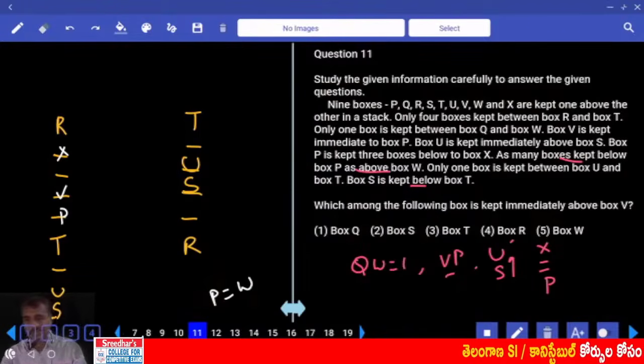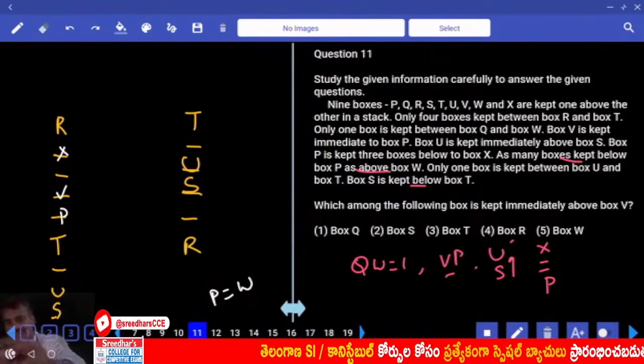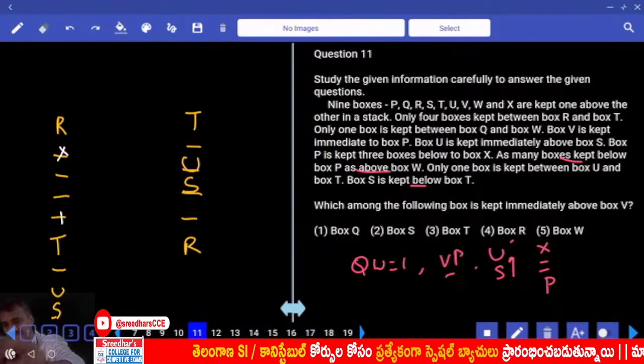Right? And P and W equal number of boxes, which is not possible. There are 4 above and 4 below. P and W must be in the same place, not possible. Hence X cannot be at this place.